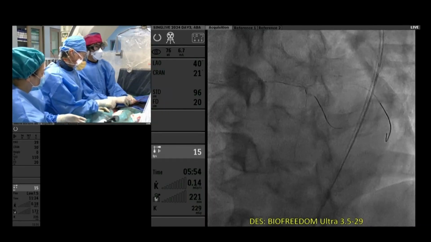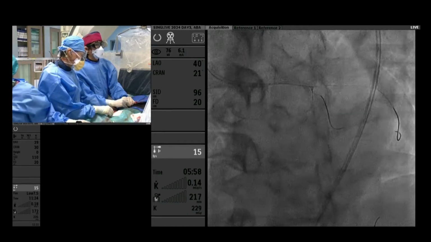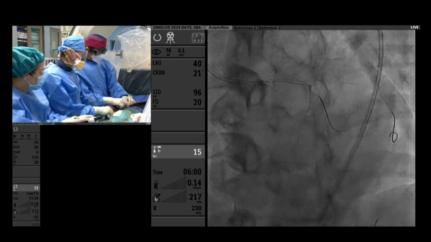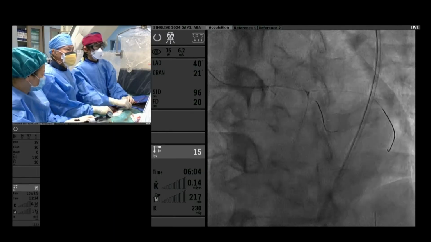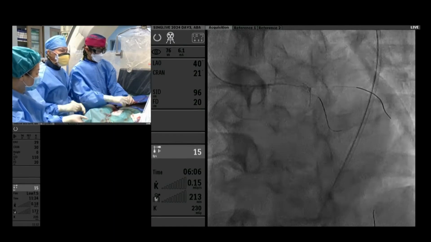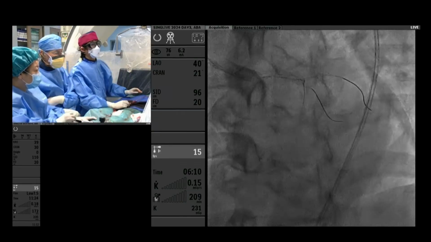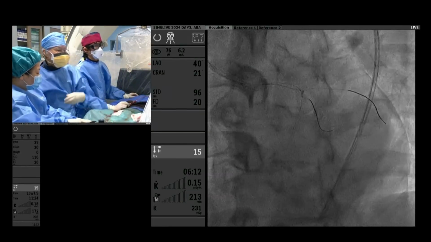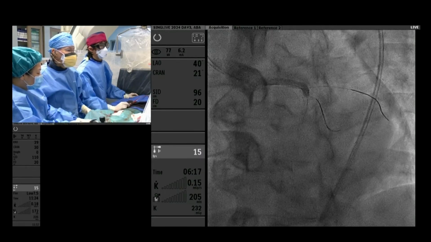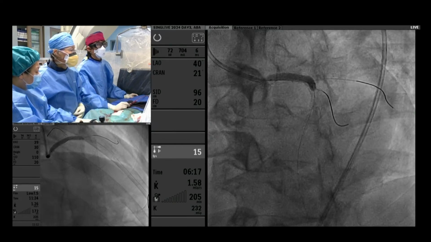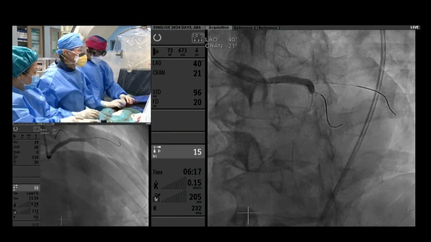We are just going to quickly post-dilate the ostium of the left main a little bit first, and then just give me a moment. Enough. Let's dilate. Okay, let's go. Yeah. Okay, let's dilate. 12, 14, 16. Yeah, go. This is at 16 atmospheres. Okay, deflate. 3.5 NC? Yeah.